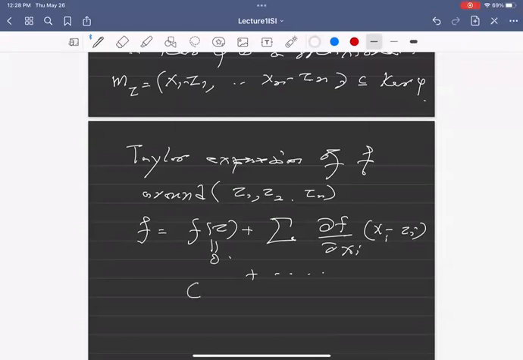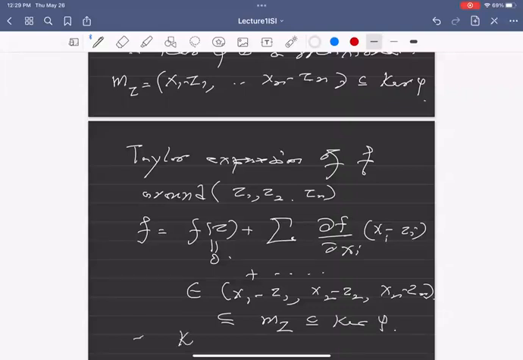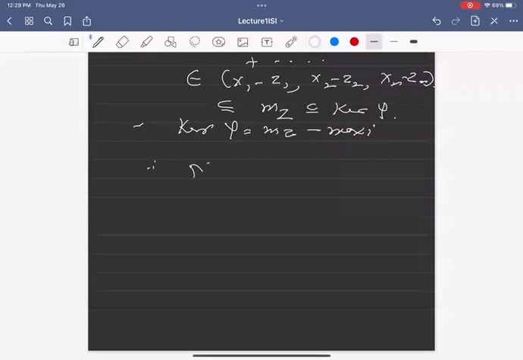So this is contained in the ideal generated by x1 minus z1, because quadratic terms will involve products of (xi minus zi). So those are also contained in the maximal ideal generated by x1 minus z1, x2 minus z2, ..., xn minus zn. So the kernel is contained in mz, but mz is contained in the kernel. And therefore the kernel of phi is mz. So it is a maximal ideal, and therefore our capital M is mz. And we are done.